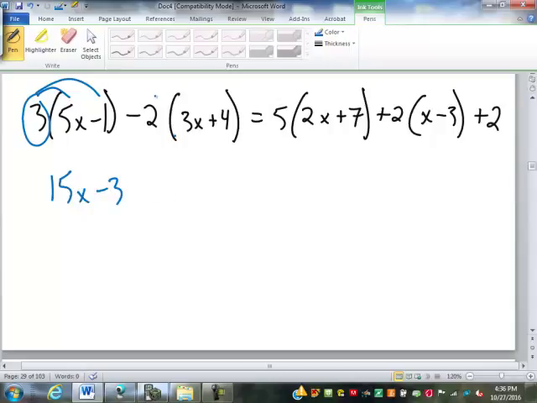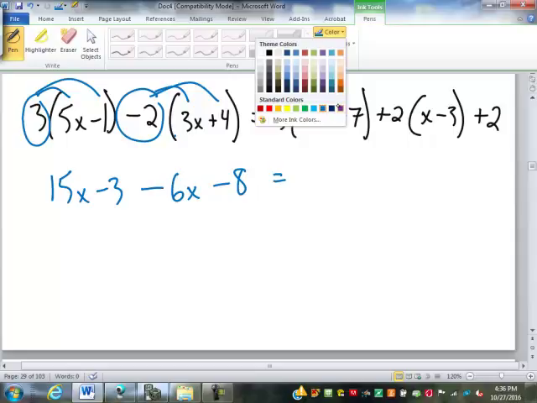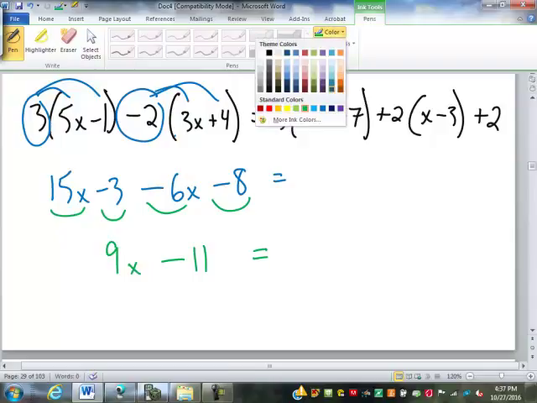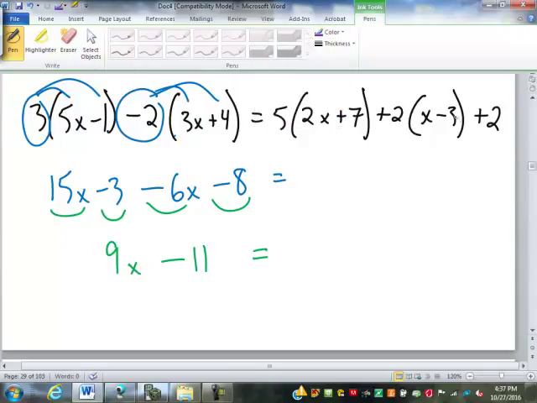Next set of parentheses, it's negative 2 times 3x plus 4 is negative 6x minus 8. Next, we can combine 15x and negative 6x make 9x. Negative 3 and negative 8 make negative 11. So 9x minus 11. That's all we can do on the left side, so over to the right side.